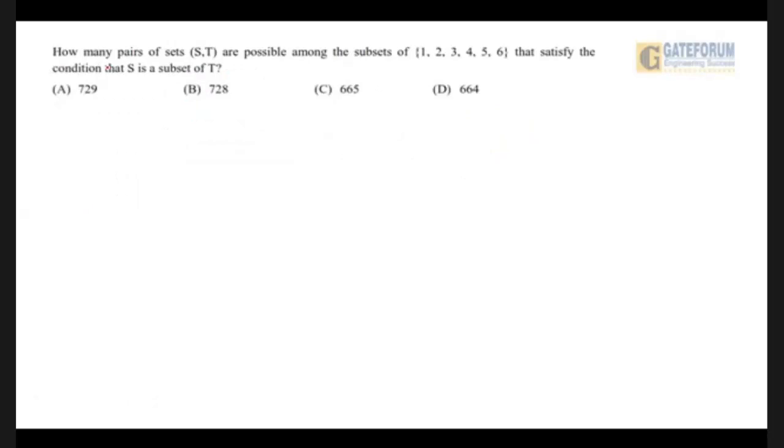This is the best sum of this whole mechanical engineering GA portion. How many pairs of sets S, T are possible among the subsets of 1, 2, 3, 4, 5, 6, where these are the elements of that set, that satisfy the condition that S is a subset of T? I hope you remember your set theory. Because if you don't remember it, this is almost impossible to solve. If you remember it, it is absolutely okay, and I'm sure you remember. But take a moment to try it. I hope you remember what subsets are.